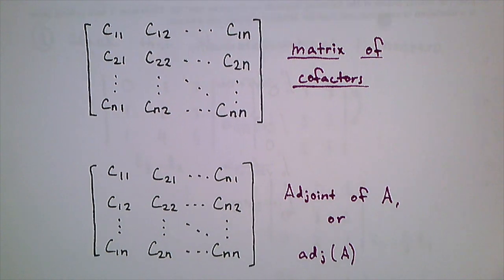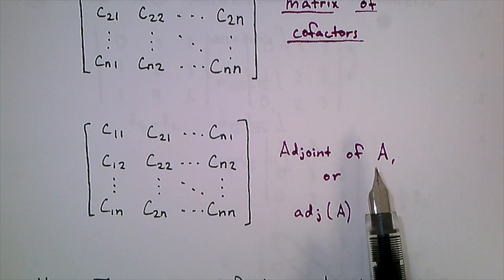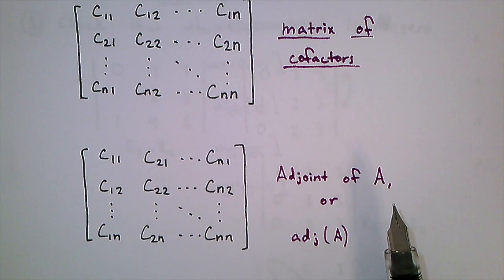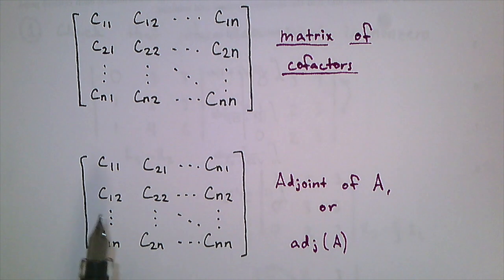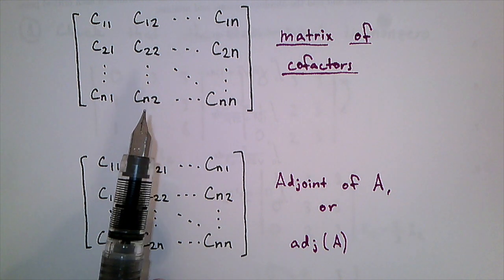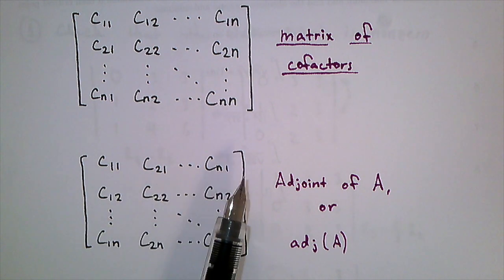The other new matrix that we're going to define here is called the adjoint of A. There's a notation for this: adj, for adjoint, is used as a function with A plugged in. You should notice that the adjoint and the matrix of cofactors are very similar to each other. But the adjoint of A is actually the transpose of the matrix of cofactors. So we've swapped out the columns for rows.